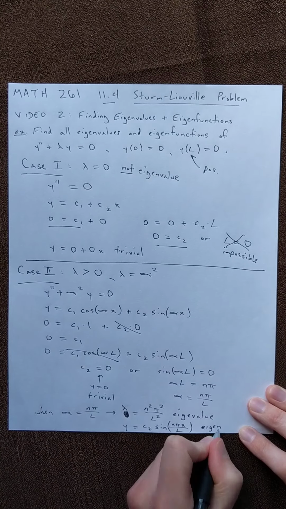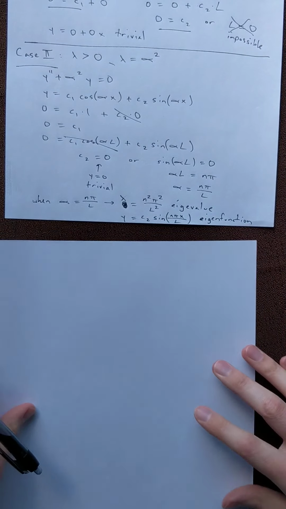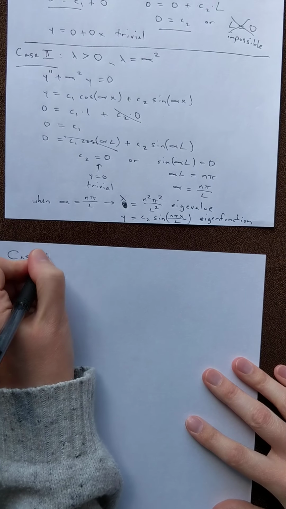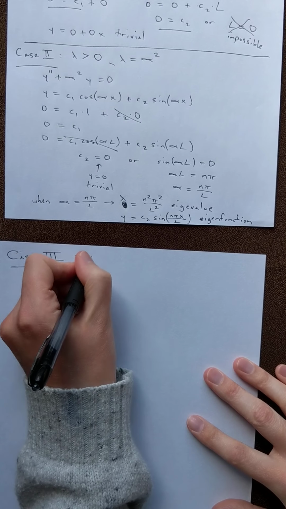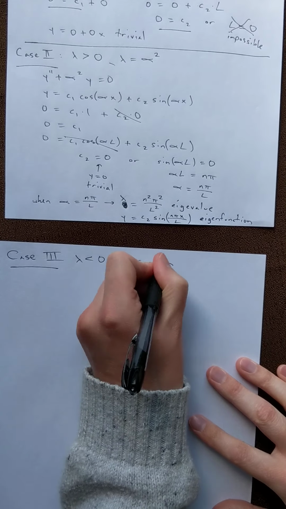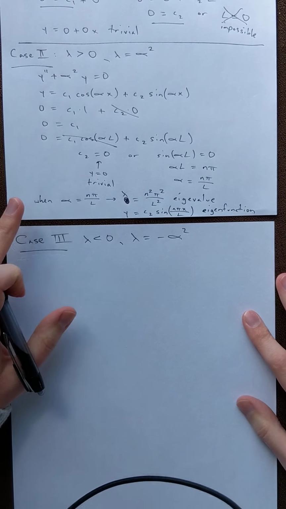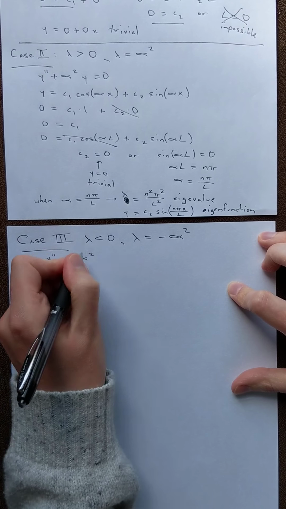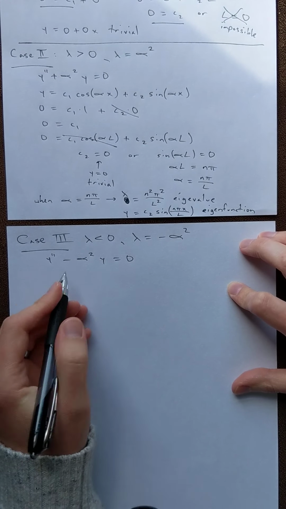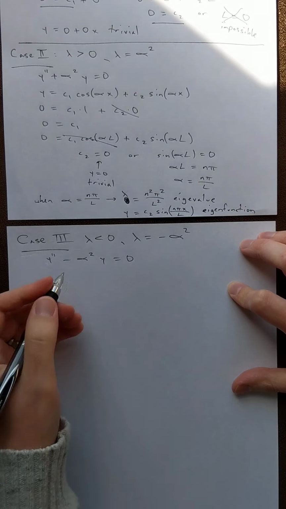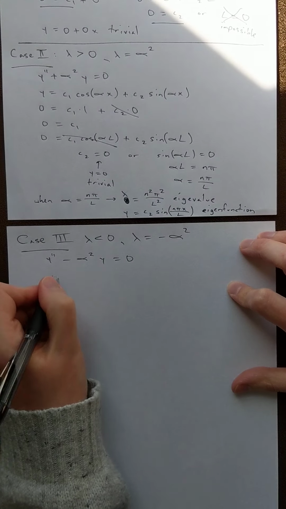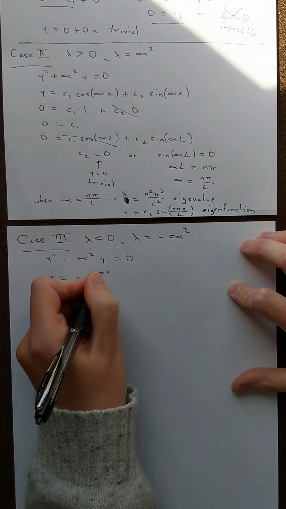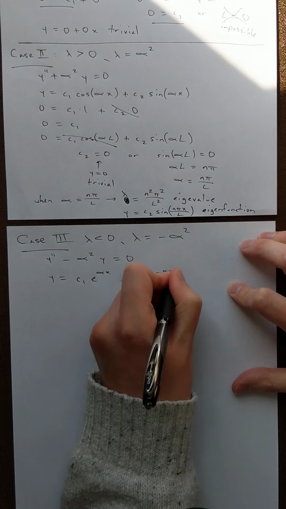Okay, so let's slide up a little bit and look at the third case, and then we'll come back and talk about some consequences. The third case is lambda is negative, which again I'm going to rewrite, this time as minus alpha squared. So in this case our differential equation is y double prime minus alpha squared y equals 0, which means m squared is equal to alpha squared. m is plus or minus alpha, and so our solution is c1 e to the alpha x plus c2 e to the minus alpha x.